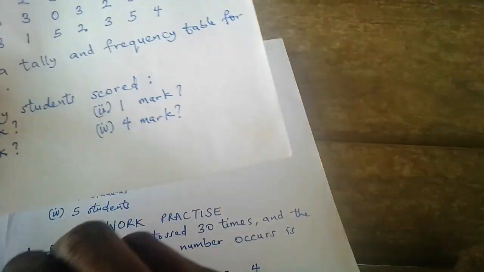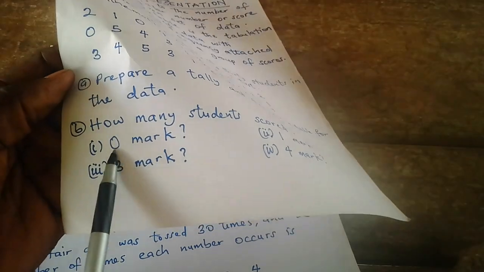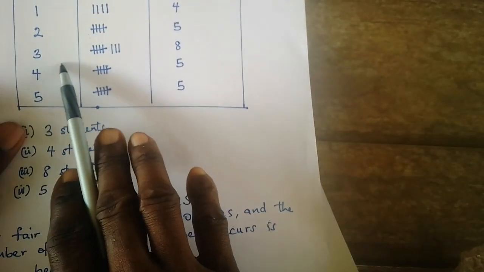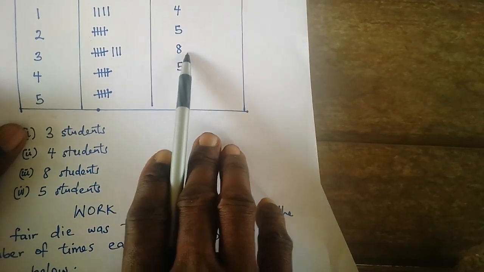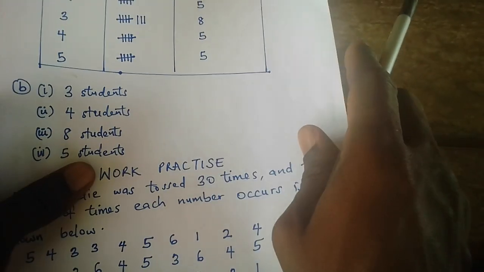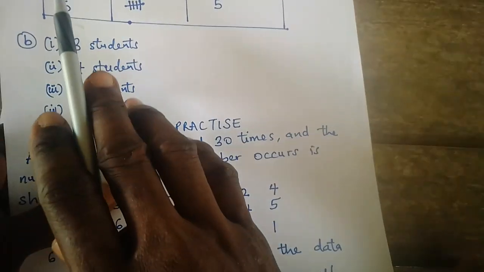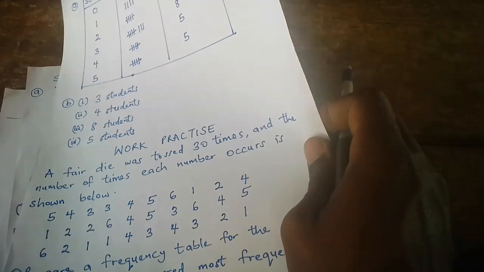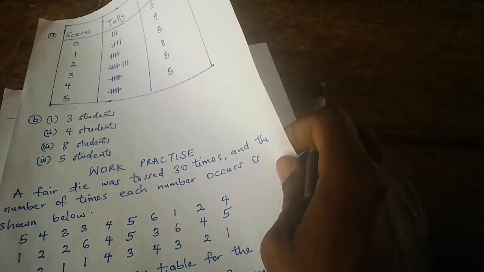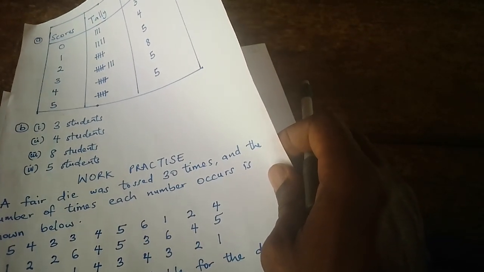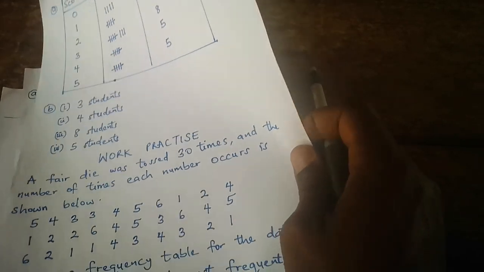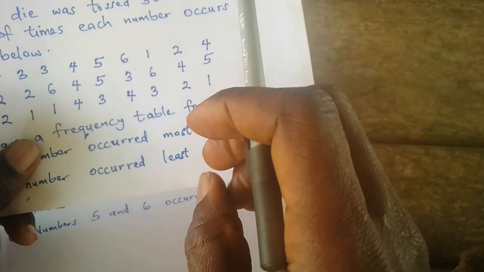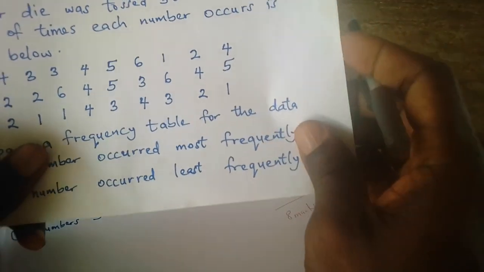Then the next one, how many students scored 3 marks? So how many students scored 3? From the table, we have those that scored 3 marks, we have what? 8 students. Then the last one, how many students scored 4 marks? If you look at 4, how many of them? 5. So you can see that the frequency distribution table helps us to quickly make our decision to be able to get the real value in a very short time.